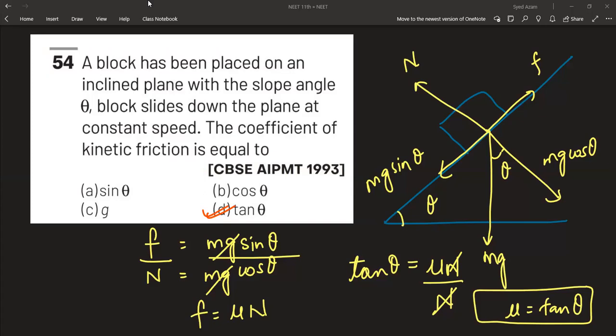Okay. So Abir, in the last class we started with friction, but we just did one numerical from friction, right? So let me share a question from this topic of friction only, because last time we just completed the pulley problems.